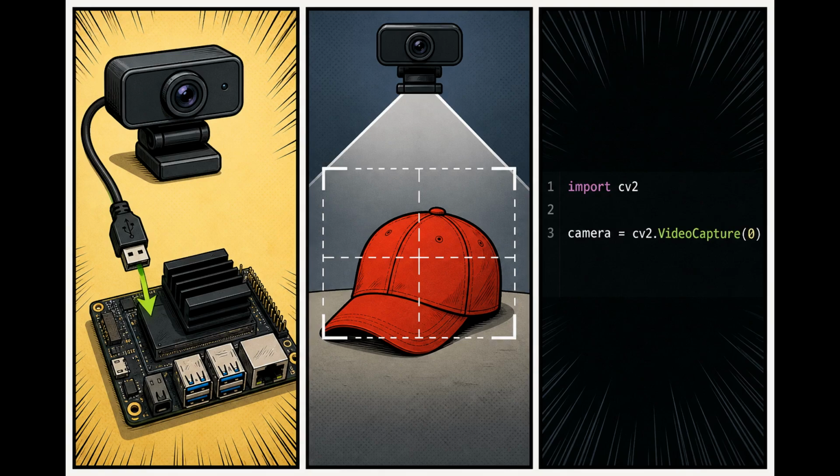Now add the camera. A USB camera looks at the scene and captures frames. In the first version, there is no AI model. OpenCV simply reads the camera frame and checks whether there is enough red in the center of the image. So the first practical goal is not advanced intelligence. It is a reliable yes or no answer to one simple question. Do we see a red cap?